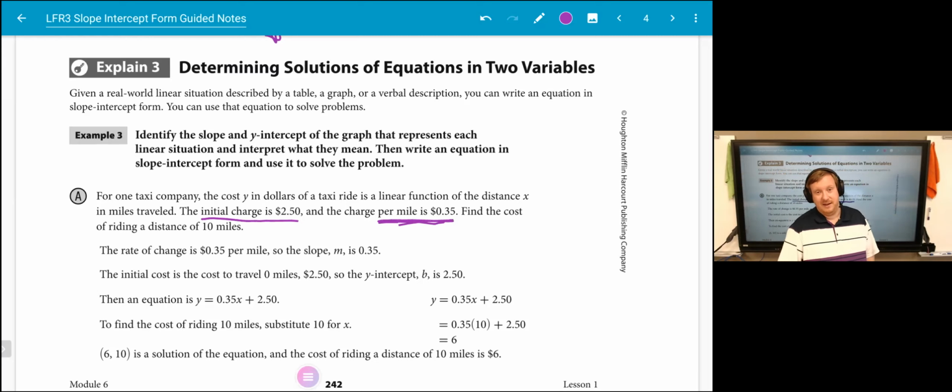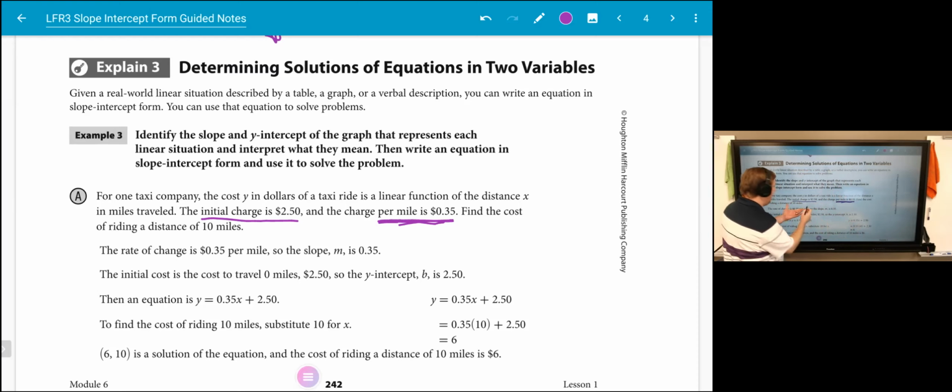I'm already really excited because we got this initial cost. A lot of times when we're dealing with y-intercepts, we're dealing with something initial. At time zero, something happens. That's what we got here. Our initial charge is $2.50. That's our y-intercept right there.